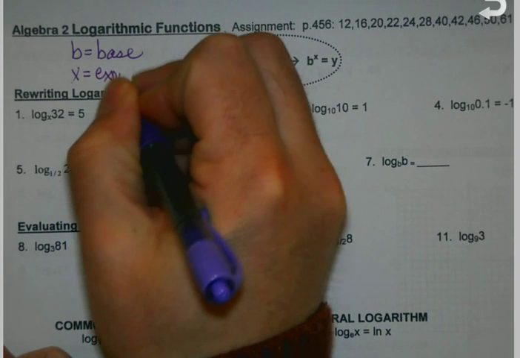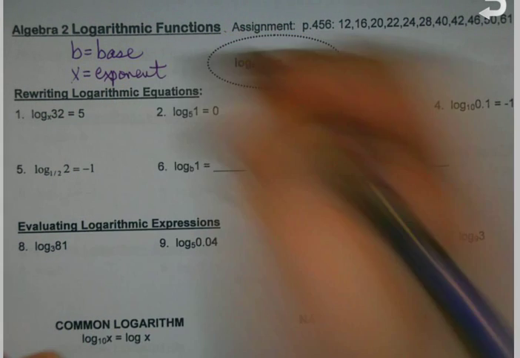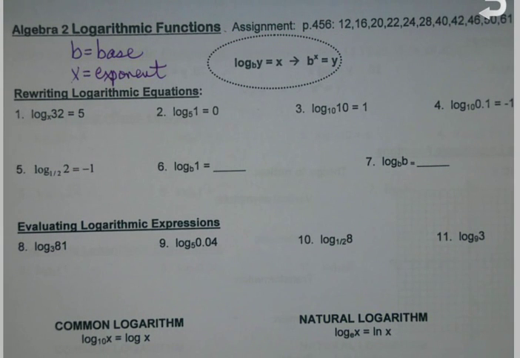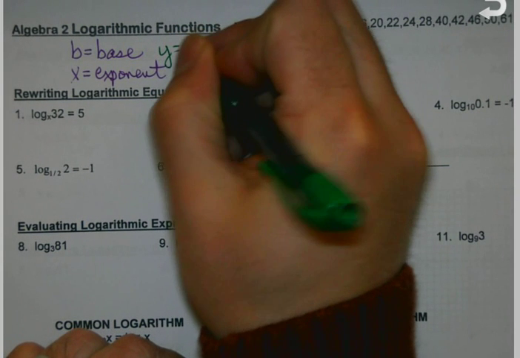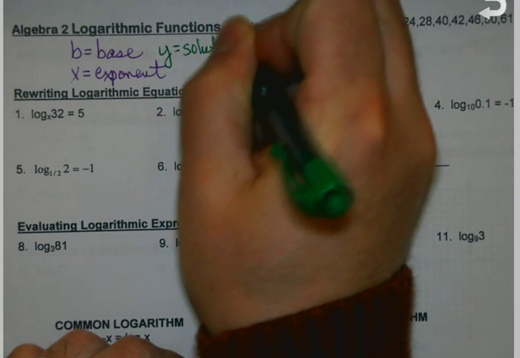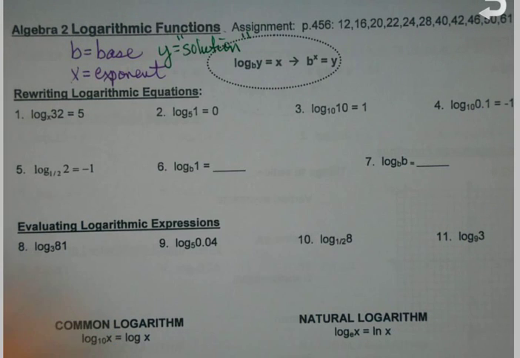X is going to be my exponent. And then y, for lack of a better term, we're going to call our solution or our answer. Because when we're forming these, when we're trying to find answers, that's basically what this y value ends up being most of the time. So when we're asked to rewrite a logarithmic equation, it can help us sometimes to figure out an answer if we're being asked for one.